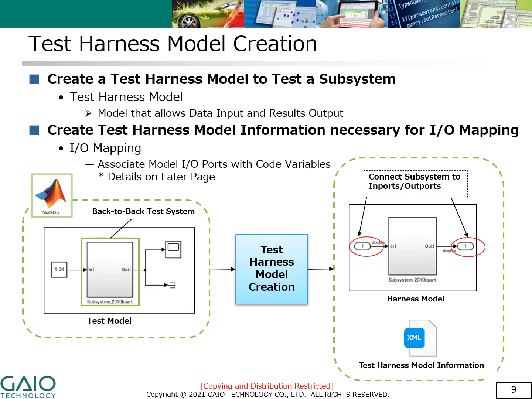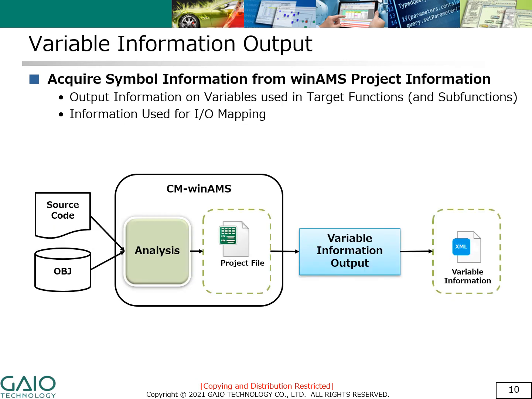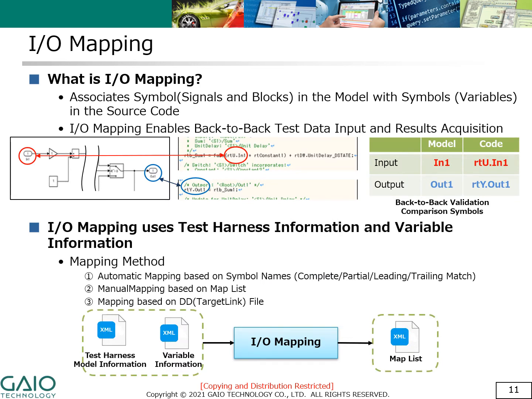The next few diagrams show the various steps in back-to-back testing and how the tool suite realizes each one. The test harness model prepares a model that provides input and output signals for the subsystem under test and maps these to code variables. The MBT option can also extract variable information from the analysis done by the Coverage Master to use in I/O mapping. Mapping refers to the association of signals in the model with the variables that represent them in the source code. This association can be done automatically by complete or partial matching of signal and variable names.